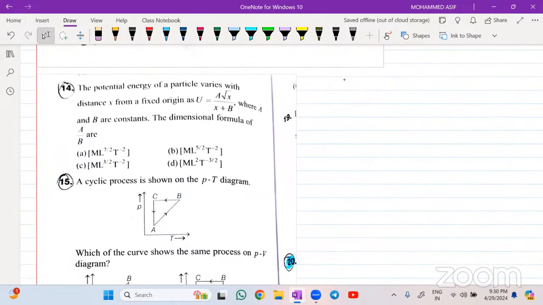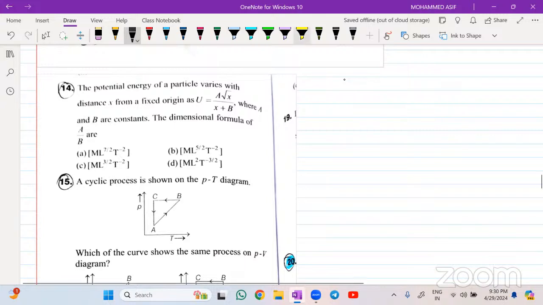Question number 14. I hope everyone might have been done this one. अब ये वाला तो compulsory बोलना आंसर. एक बार बोलिए बेटा सभी लोग. The potential energy of the particle varies with the distance x from the fixed origin as U is equal to A into root x divided by x plus b, where A and b are constant. The dimension formula of A by b is equal to how much? कोई बोल सकता है आंसर?